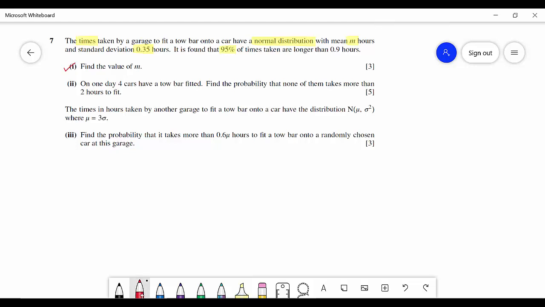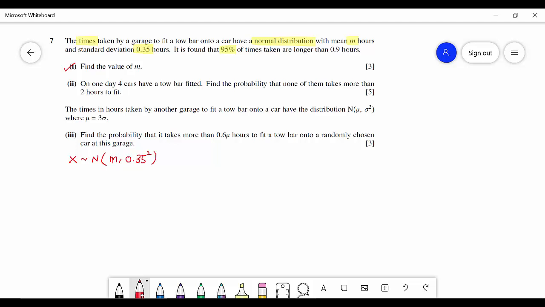First of all, you know that it is normally distributed, therefore you can write out the symbol here. The mean is unknown, which is m, and then the standard deviation is 0.35, and then you square it. So this is the symbol that we have.